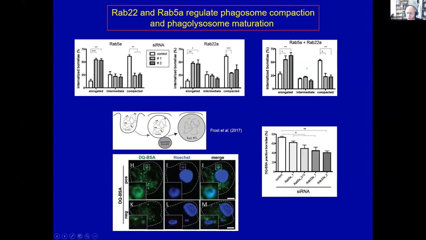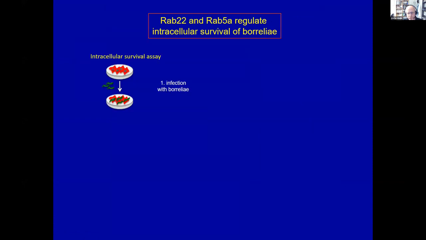And if you then look at what happens if you delete one of these effector proteins, mainly RAP5A or RAP22A, by 2 different siRNAs, that means you get a decrease of this fluorescent signal. So that means if you decrease one of these critical proteins, you also get less degradation of the Borrelia inside the cells. So the activity of both GDPases is actually absolutely required to get very good degradation of the Borrelia inside of the macrophages. So what's the consequence then?